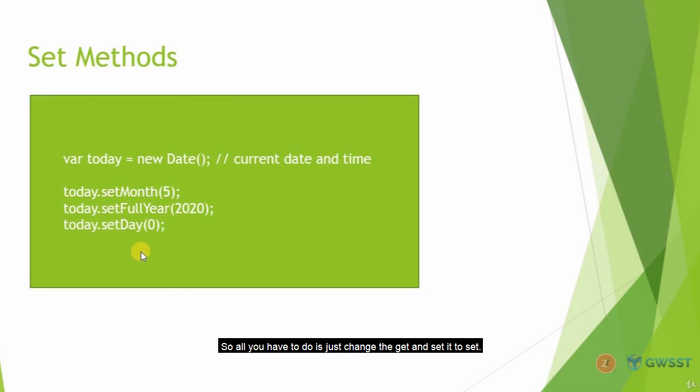So all you have to do is just change the get to set. Basically it's going to be like today.setMonth, and if you specify a parameter as 5, that's going to be set to the 5th month. If you set full year to 2020, that will be set to 2020, whatever year you are watching the video in now. Today.setDay will set it to 0, that's going to start from the beginning.